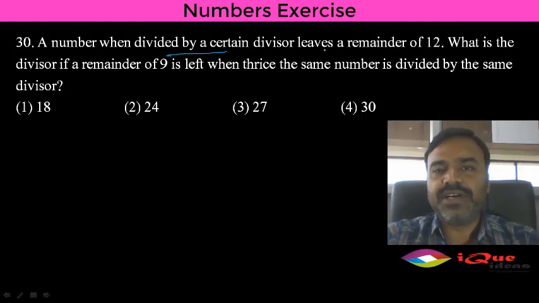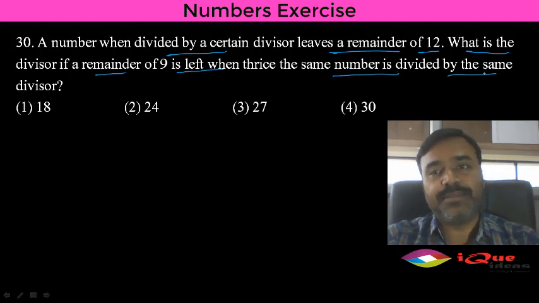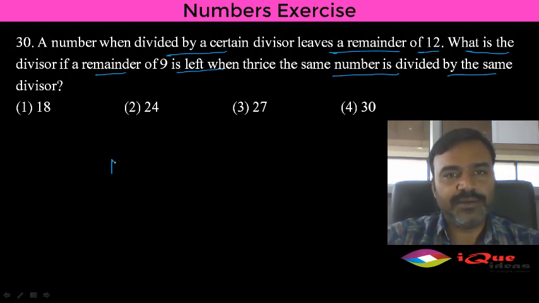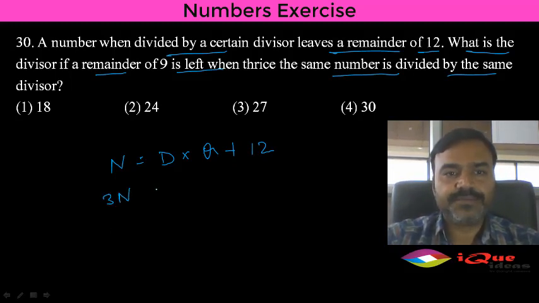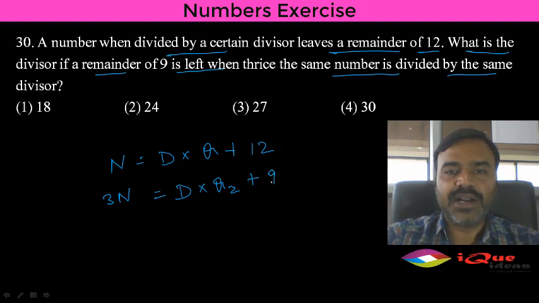A number when divided by a certain divisor leaves a remainder of 12. What is the divisor if a remainder of 9 is left when thrice the same number is divided by the same divisor? Alright, so we have a number n which is divisor d times some quotient plus remainder 12. Alright, what is the divisor? Okay, if thrice the number, 3n, is divided by the same divisor, we get some quotient, let's say q2, and we get remainder 9.